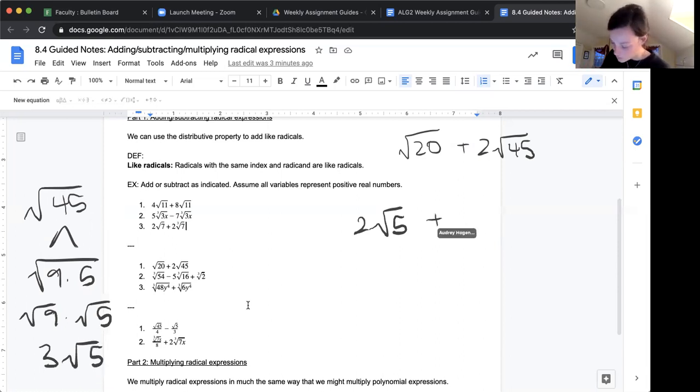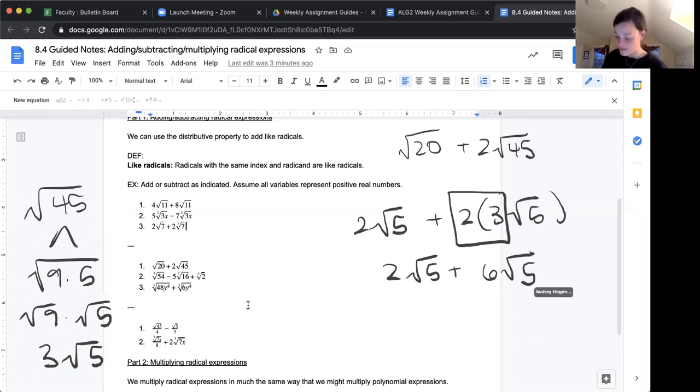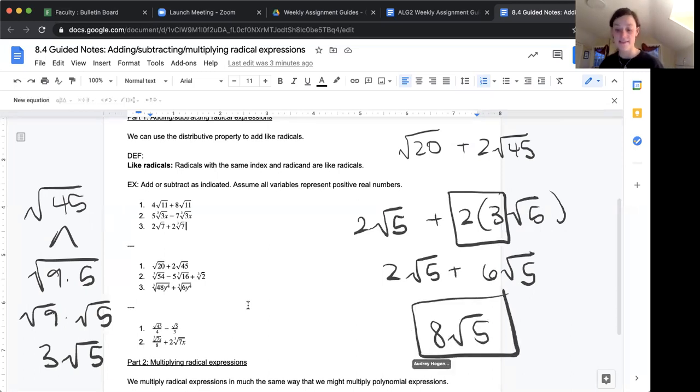So I have plus 2 times 3 square root of 5. And then I have 2 square root of 5 plus 2 times 3, which is 6 square root of 5. 2 plus 6 is equal to 8. And so my final answer is going to be 8 square root of 5. So it turns out that I was able to simplify square root of 20 and square root of 45 such that I had a like radical that I was then able to add.